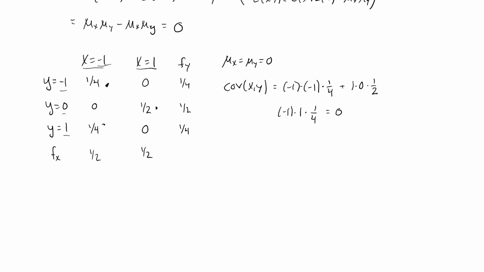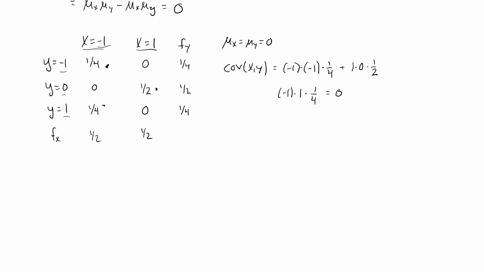So the covariance is 0, but we clearly see that these are not independent random variables. There is a really strong dependence between them. When x is 1, I even know the value of y. It must be 0. And we can check it formally because remember, for independence, the joint PMF has to be the product of the marginal PMFs.